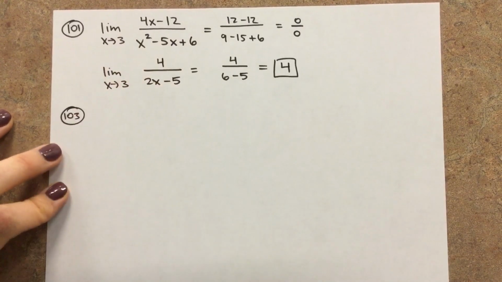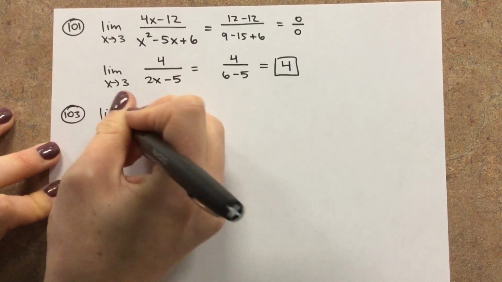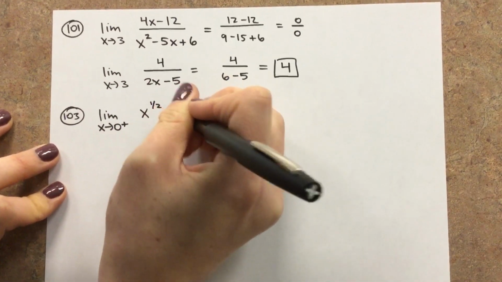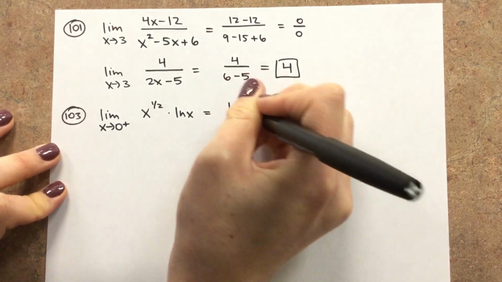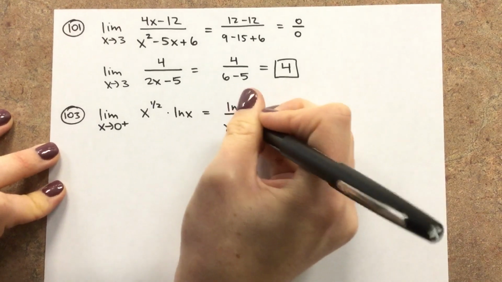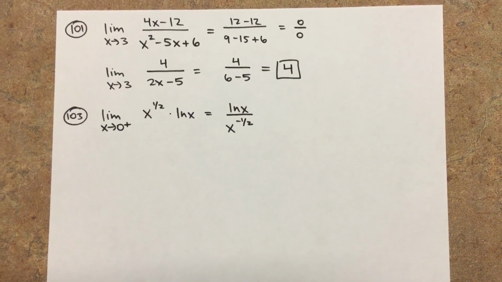Next one, 103. So this one is a little bit tricky because it doesn't actually look like a quotient, but I'm going to show you a little trick. So we have x to the 1/2 times the natural log of x. You need to force it into being a quotient. So what we're going to do is we're going to leave this in the numerator and then flip this to the denominator by saying it's this. Now you have a quotient. Now we can sub in that 0.